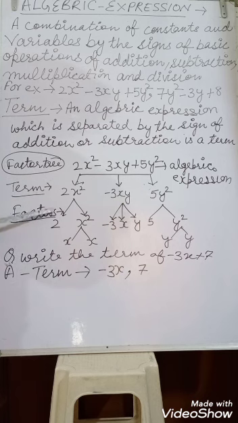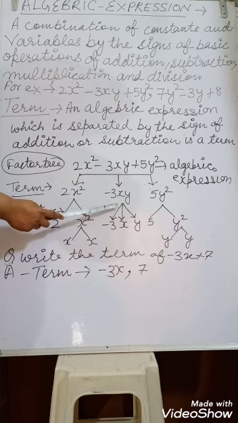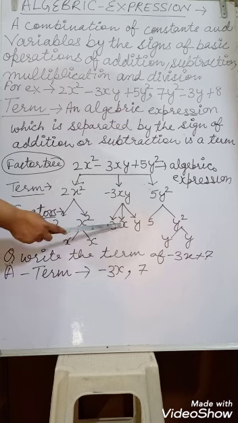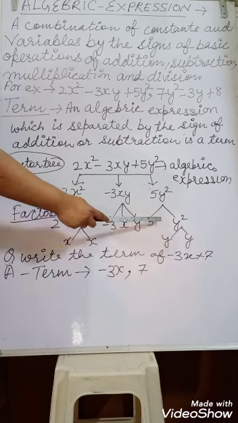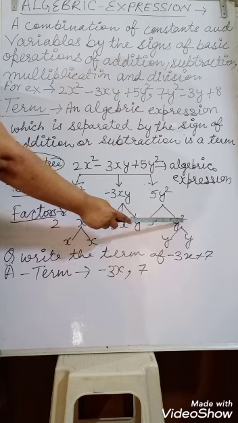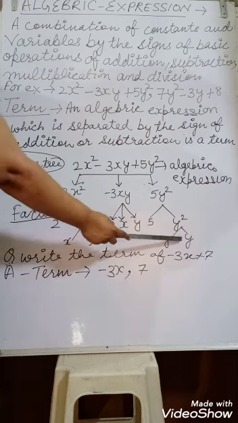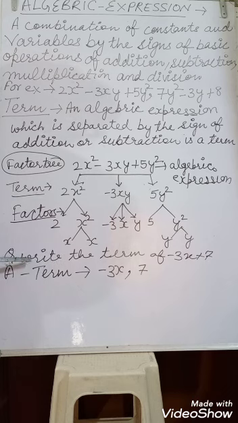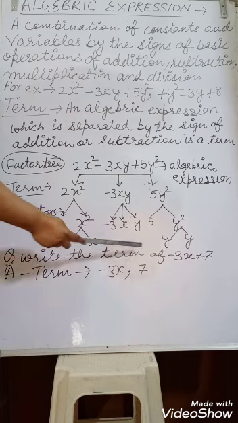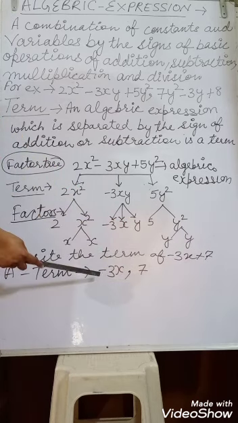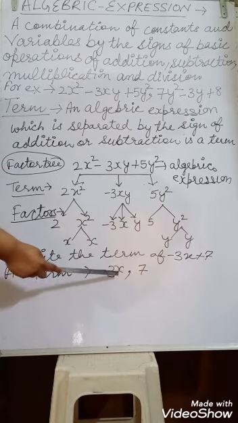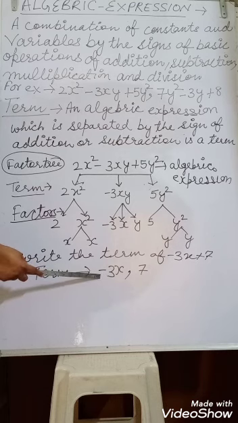Then the factors. What are the factors of these terms? 2 and x square. Then the next, factors of it are minus 3, x and y. Factors of 5y square are 5 into y square. Then again cutting it into sub factors, x square will be written as x into x while y square will be written as y into y. Now it can be done like this also. Write the terms of minus 3x plus 7. Just put commas between the algebraic terms of the algebraic expression. Thus, first term is minus 3x, second term is 7.